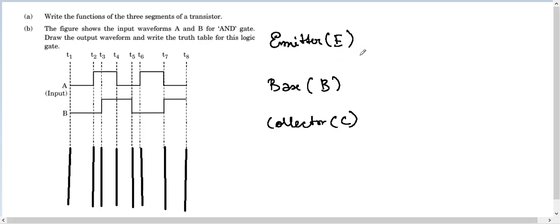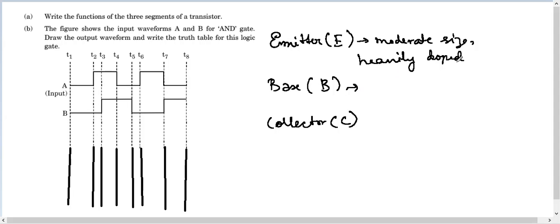This emitter is actually moderate size and heavily doped. I'll just write down the important things for it. Moderate size and heavily doped. It supplies a large number of majority carriers for the current flow through the transistor. Now, obviously when it is going to be heavily doped, therefore it is providing us a lot number of charge carriers. Talking about the base, it is the control segment basically.